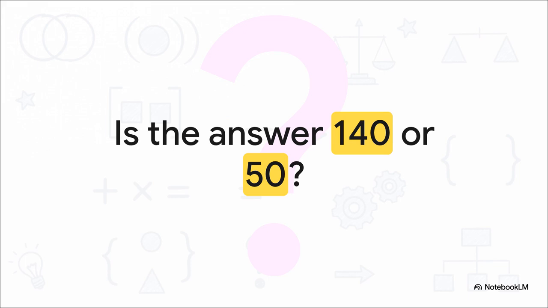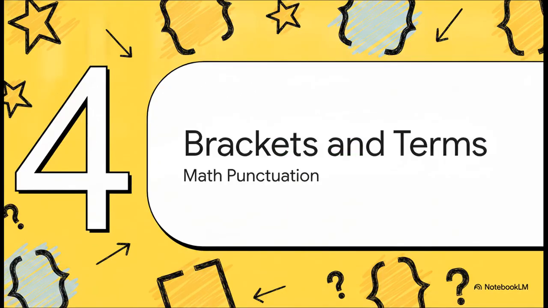He just did the addition first. 30 plus 5 is 35, and 35 times 4 is 140. But Malesh, he got 50. He multiplied the 5 and 4 first to get 20, and then added 30 to get 50. So, who's actually right here? It's completely ambiguous just looking at those raw numbers. Let's clear this up in part 4, brackets and terms, which is basically math punctuation.